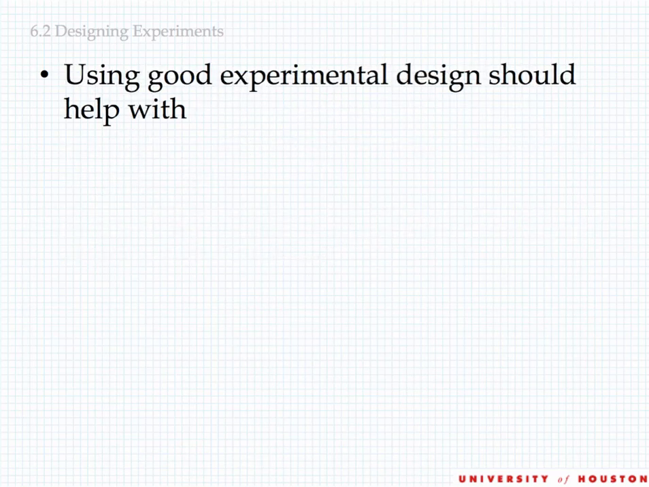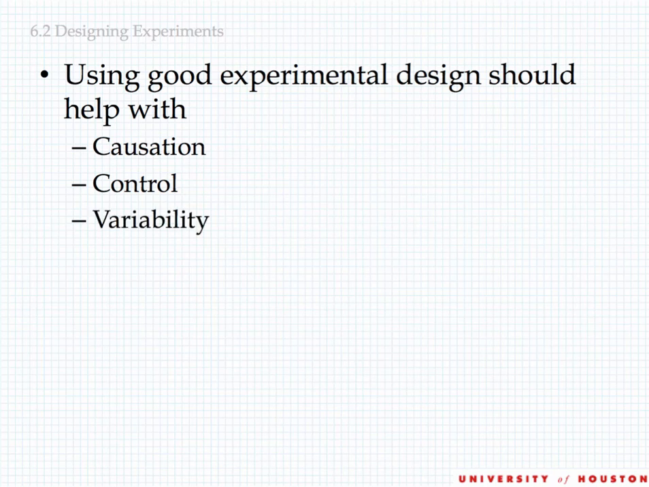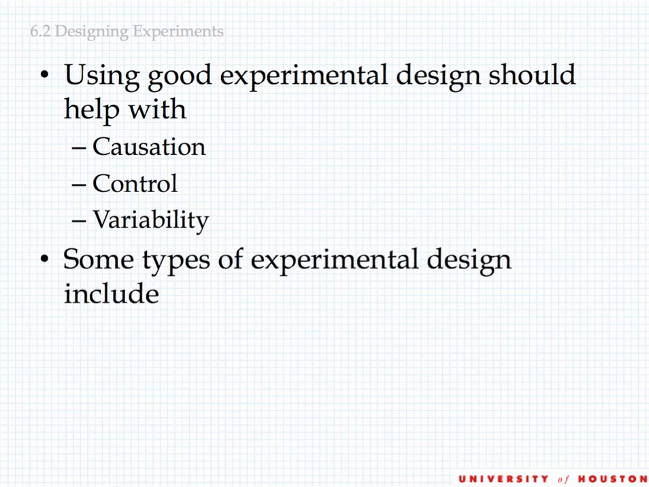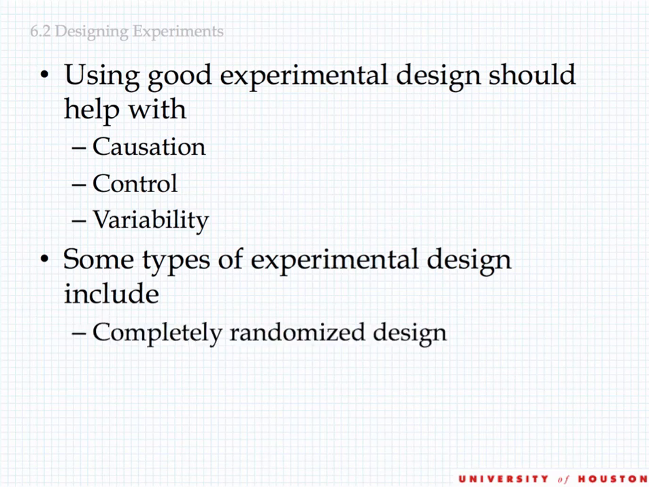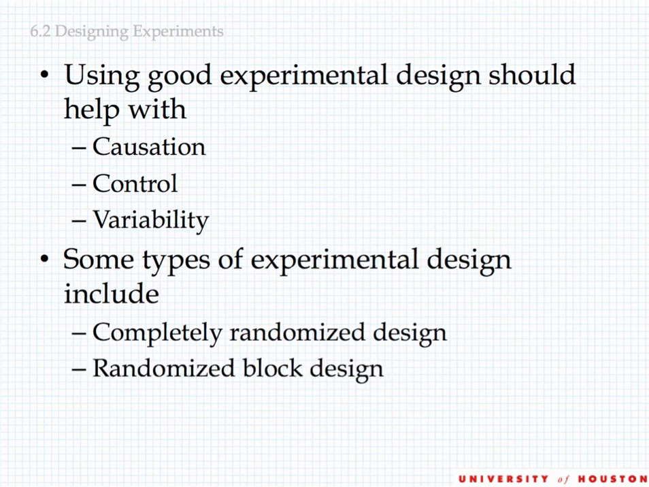Using good experimental design should help you with causation, control, and variability. Some types of experimental design include completely randomized design. In completely randomized design, subjects are assigned at random to groups. Randomized block designs. In randomized block design, subjects are divided into homogeneous blocks before they are assigned randomly to treatments. Matched pairs design. This is a special case of randomized block. It works best when we have two treatments and the subjects are grouped into pairs.